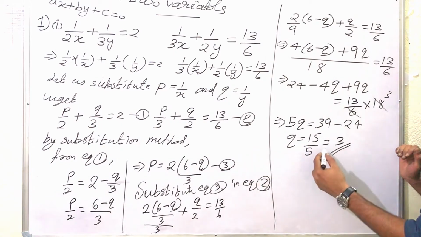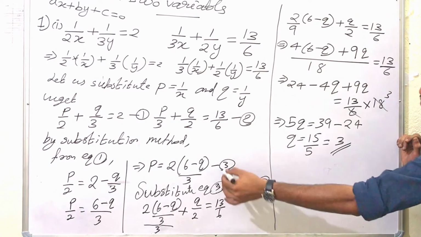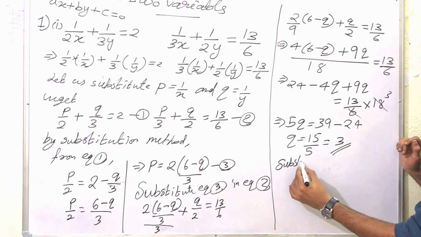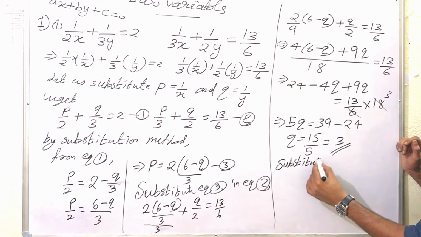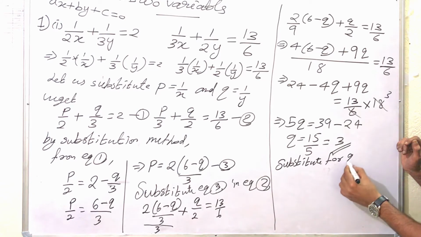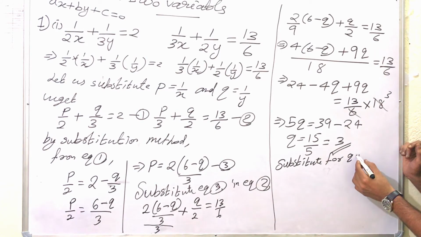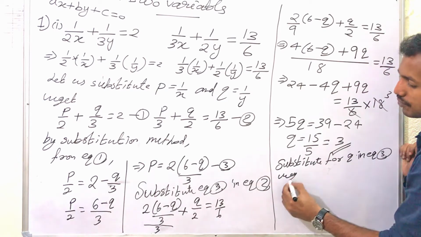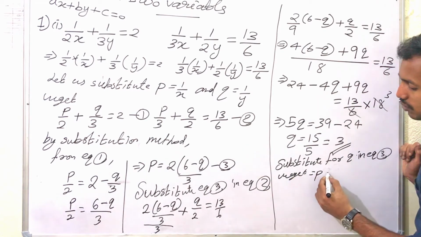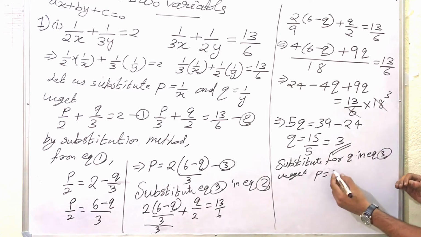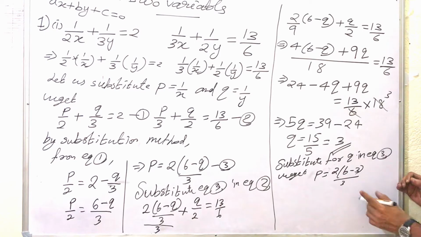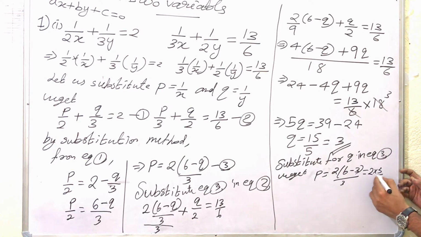Now we need to substitute this value of q in equation number 3, then we will get p. So substitute 3 for q in equation number 3. We get p is equal to 2 into 6 minus 3 divided by 3. That is equal to 2 into 3 by 3 which is equal to 2.